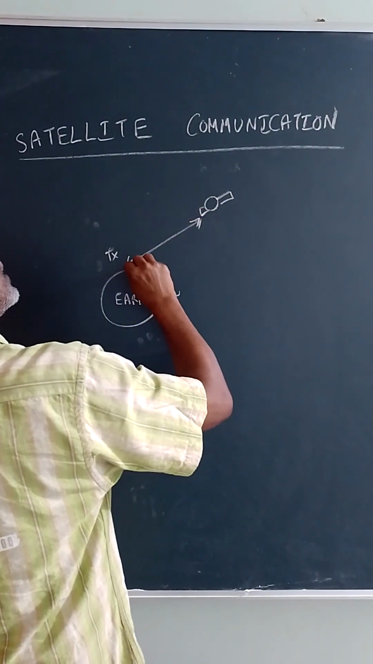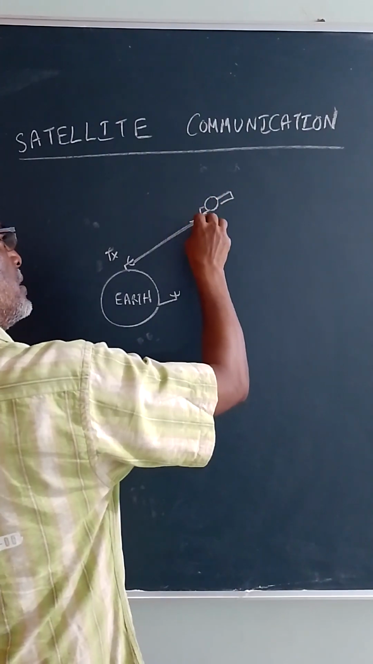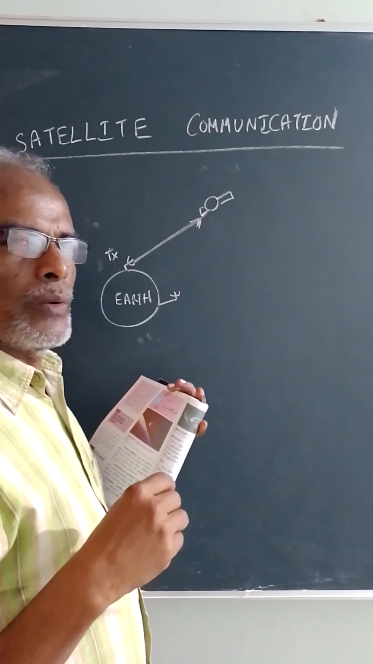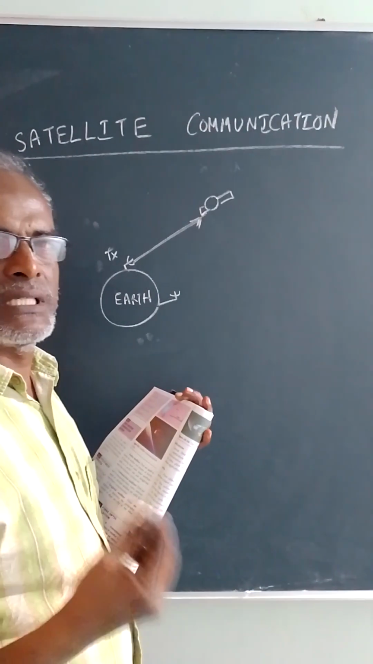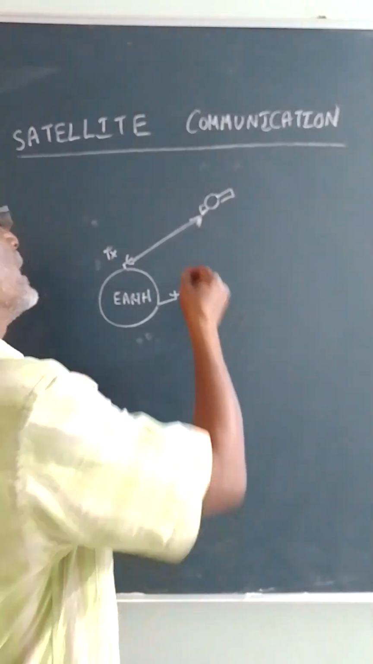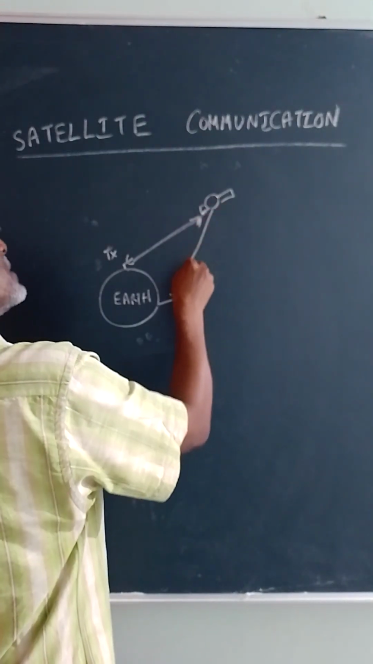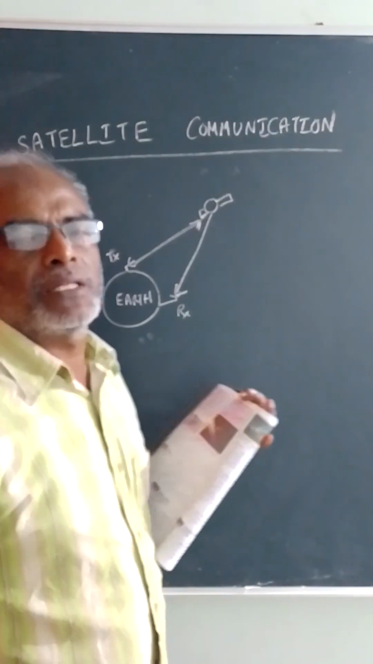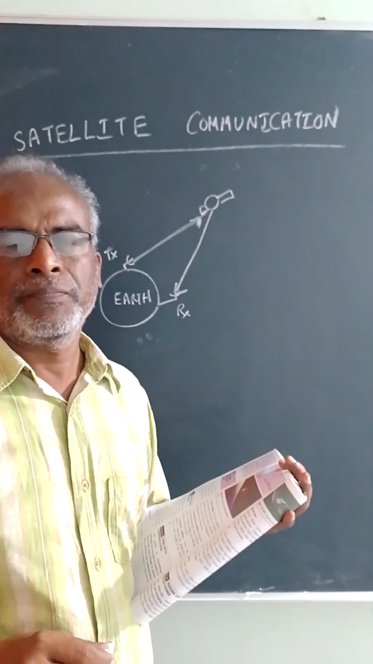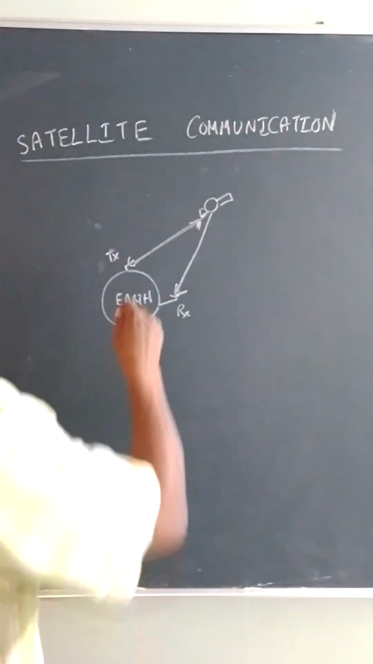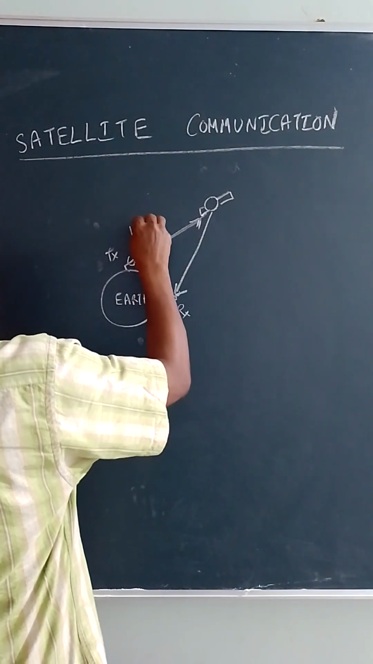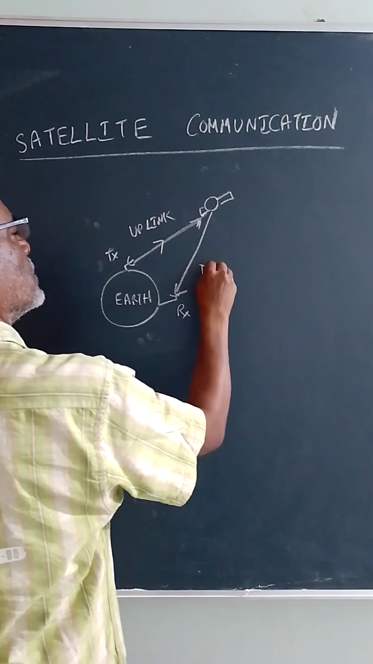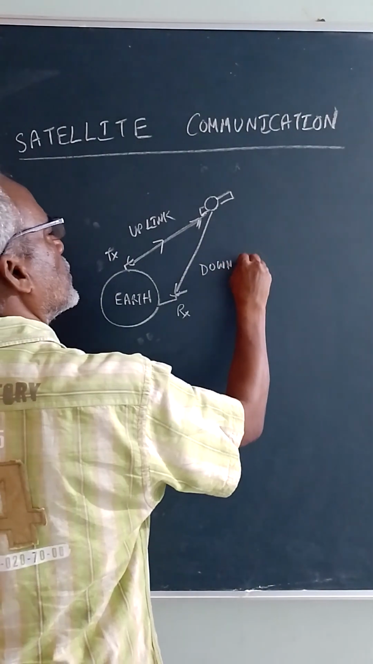So the signal goes to the satellite. The satellite receives the signal, amplifies the signal because the signal will be very weak, and once again retransmits to the receiving end. This is the receiver, which is also located on the earth surface. Okay, now this is called uplink. Okay, and this is called downlink.